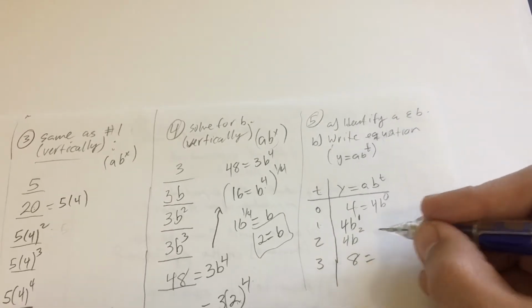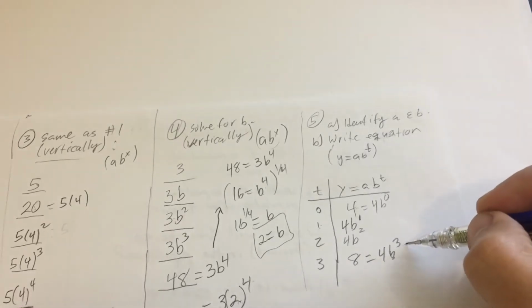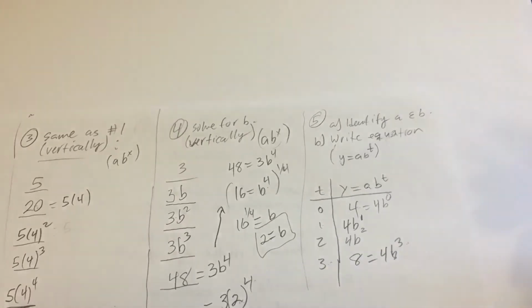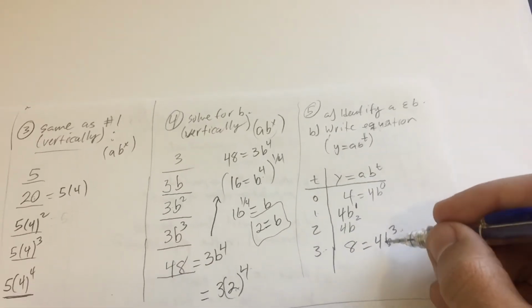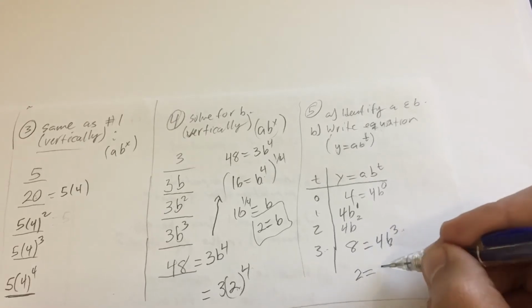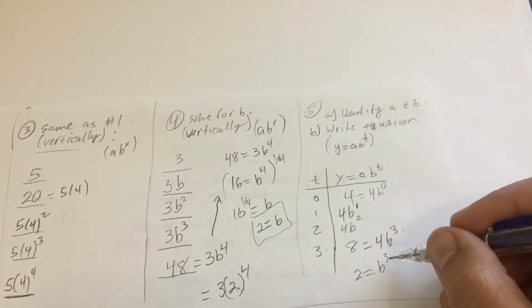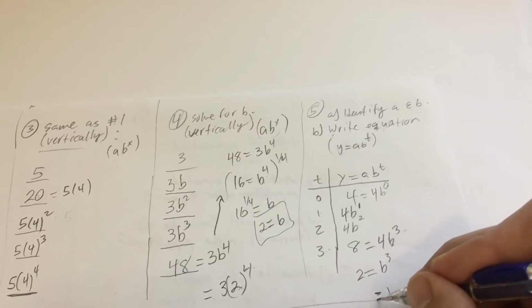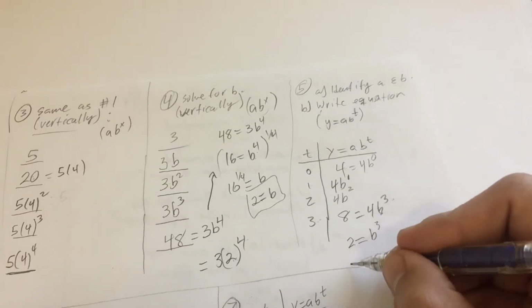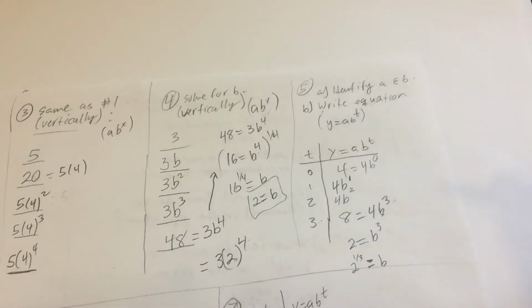Therefore, 8 must be the same as 4 times b to the third. Again, the exponent is 3 and the value of t is 3. We have an equation we can solve like we did in the previous problems. Dividing both sides by 4 gives us 2 equals b to the third. How do we undo the third power? Taking the 1/3 power on both sides gives us that the value of b must equal 2 to the 1/3. The base is 2, the exponent is 1/3.